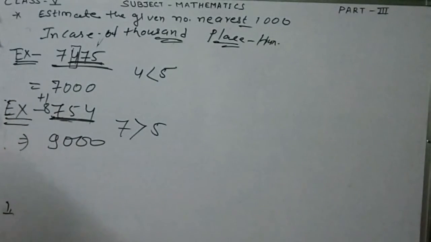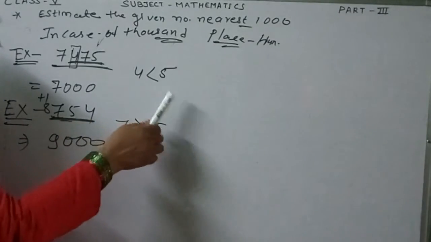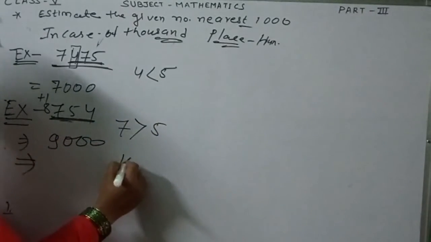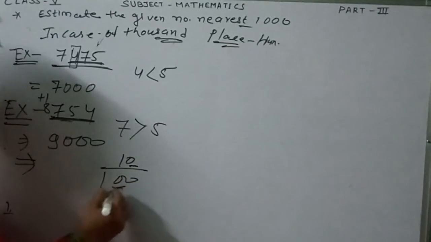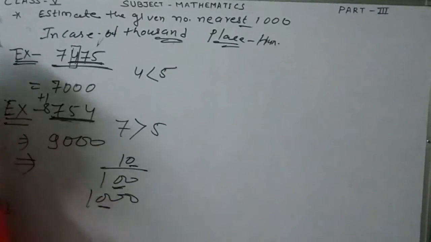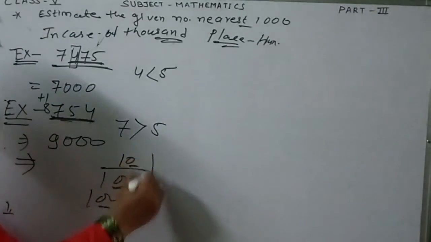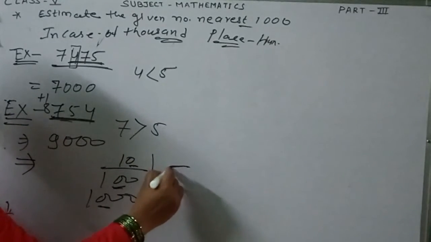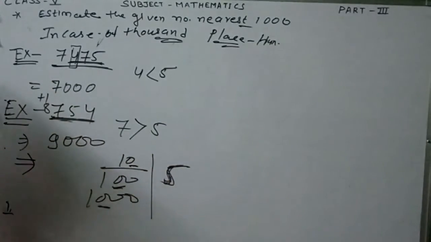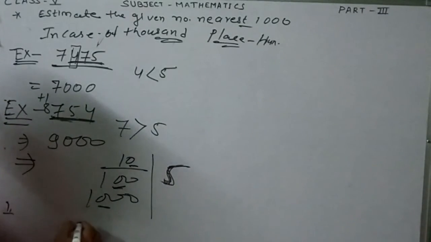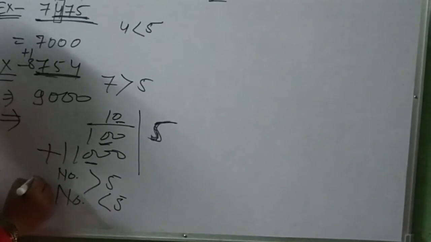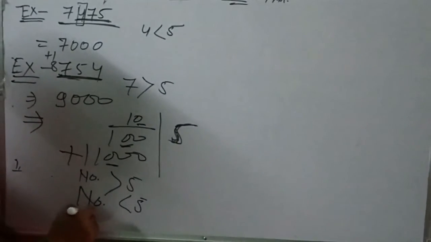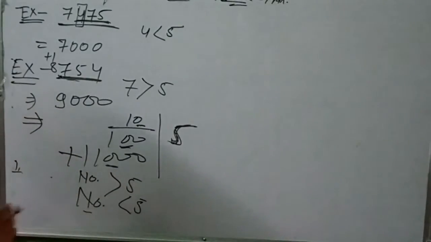In short, I will tell you: in case of tens, you have to check the ones value once. In case of 100, you have to check the tens value. In case of 1000, you have to check the hundreds value, and you have to compare with 5 only. If the number is greater than 5, you have to add 1, and if the number is less than 5, no need to add anything. Simply write the given number, and afterwards put the 00.